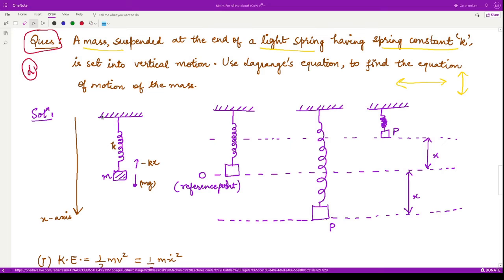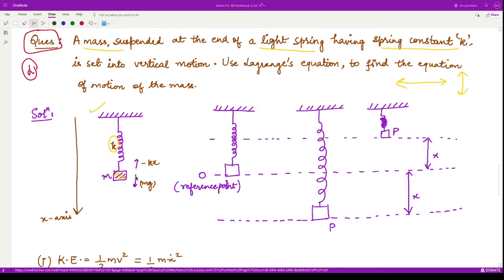So you can see this thing. This is a rigid support. A spring is hanging onto it, and some mass m is again attached to the other side of the spring. Now two forces, and this spring has spring constant k.